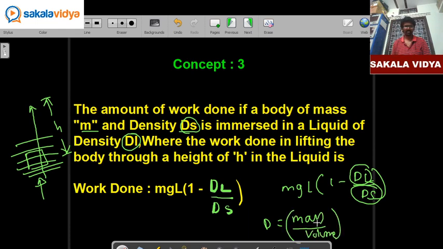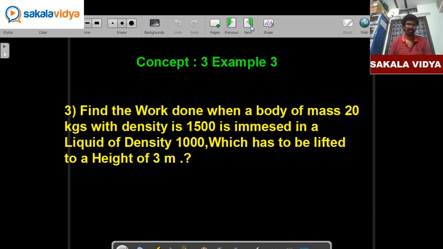Let us solve one question on this. Find the work done when a body of mass 20 kg with a density of 1500 is immersed in a liquid whose density is 1000, which has to be lifted to a height of 3 meters. So we have to calculate work done. What is given here?